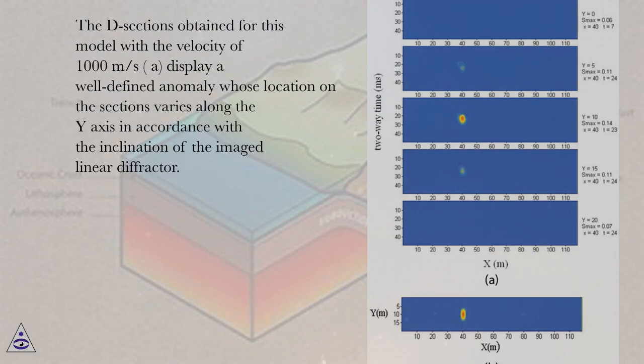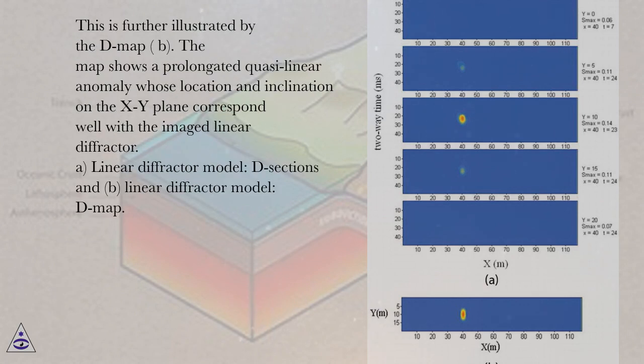The D sections obtained for this model with a velocity of 1000 meters per second, A, display a well-defined anomaly whose location on the sections varies along the y-axis in accordance with the inclination of the imaged linear diffractor. This is further illustrated by the D map, B. The map shows a prolongated quasi-linear anomaly whose location and inclination on the xy plane correspond well with the imaged linear diffractor.